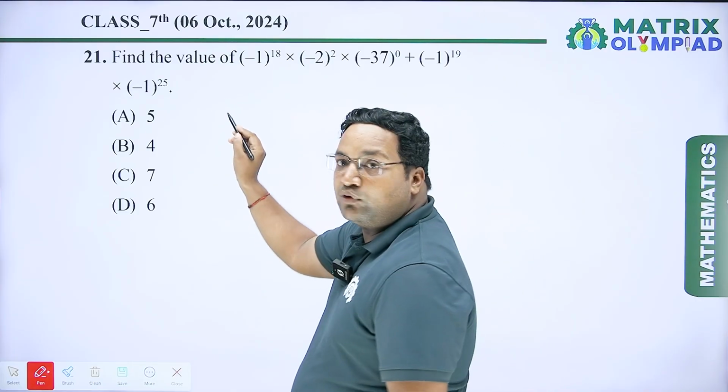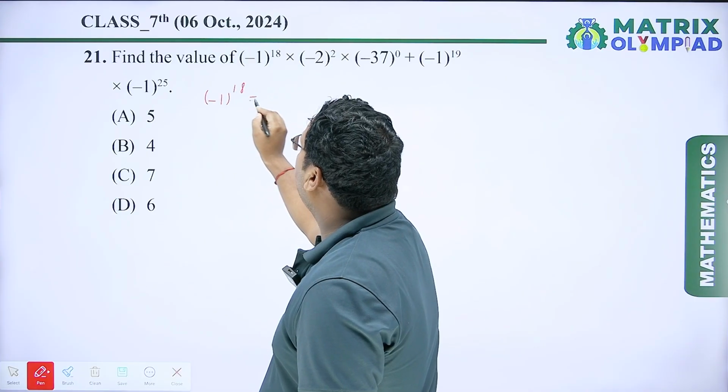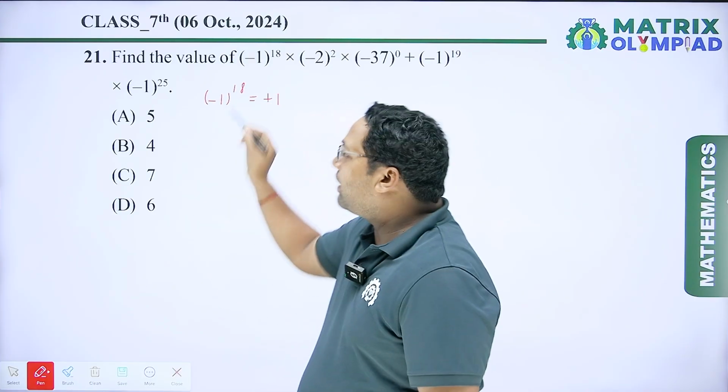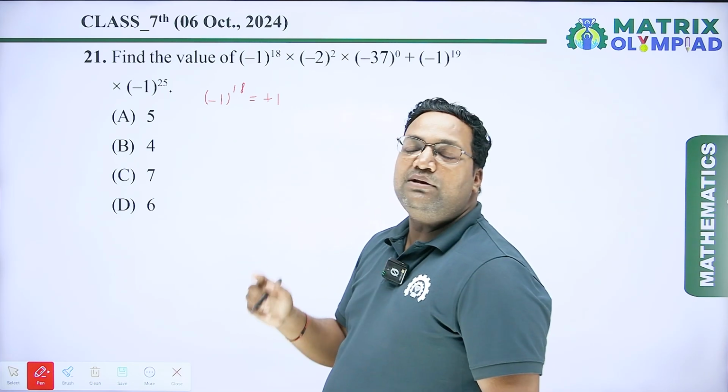So first we have to calculate the value of (-1)^18. (-1)^18 is plus 1, because the power is an even number. If a negative number has an even power, then the value is positive.